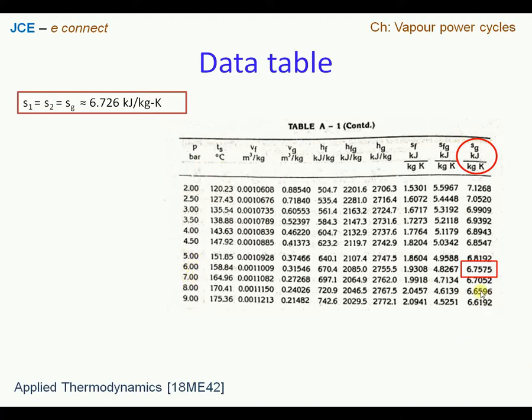But for the present problem I am considering 6.75 as the SG value, which is closer to 6.72, for simplicity, and along this line we find that the corresponding pressure is 6 bar. So this becomes the reheat pressure, and the corresponding enthalpy will be the HG value. So we see that 2755.5 kilojoule per kg will be the H2 value at state point 2.